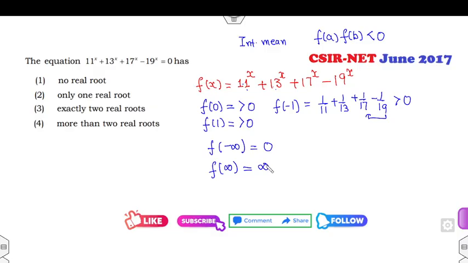But how can you say about the number of roots? Can you find any point where f of x will be less than 0? How can you think about where f of x is less than 0?